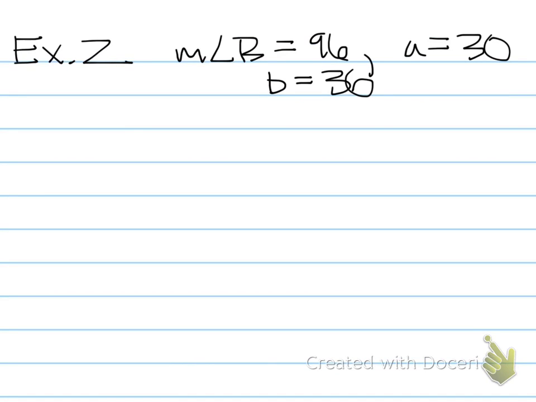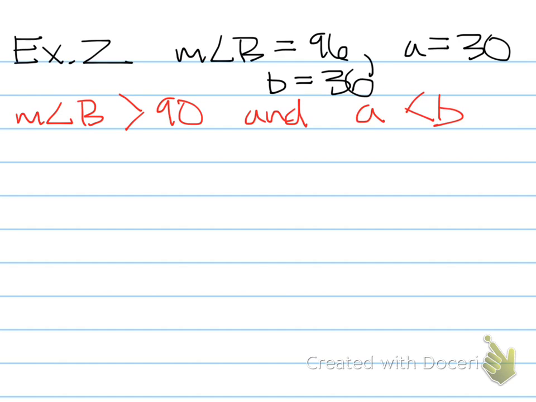Again, we have an angle and the measure of two sides. That angle is not the included angle. It is, in this case, greater than 90. And a is less than b, 30 is less than 36. So that tells us that there will be one solution.